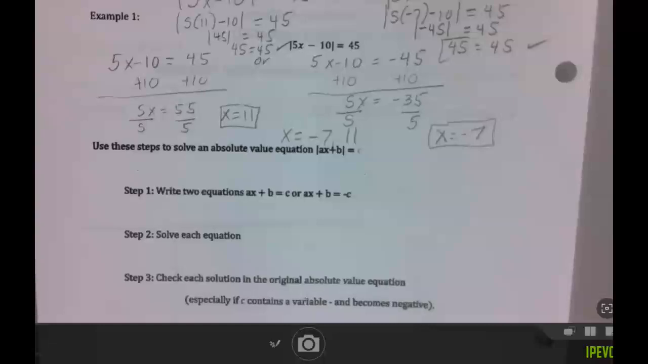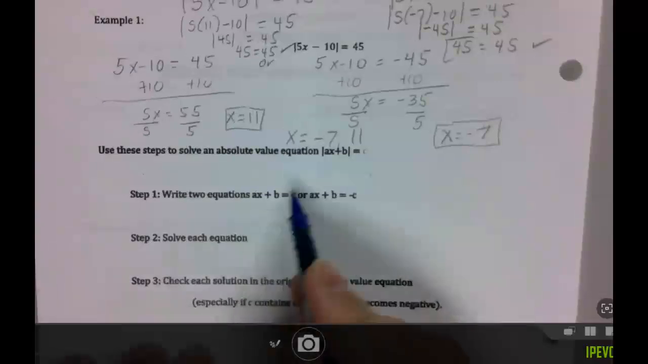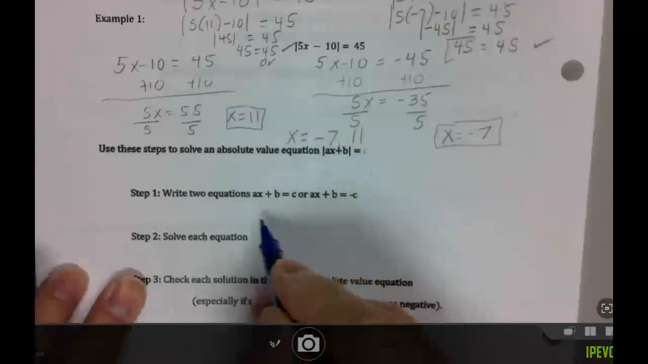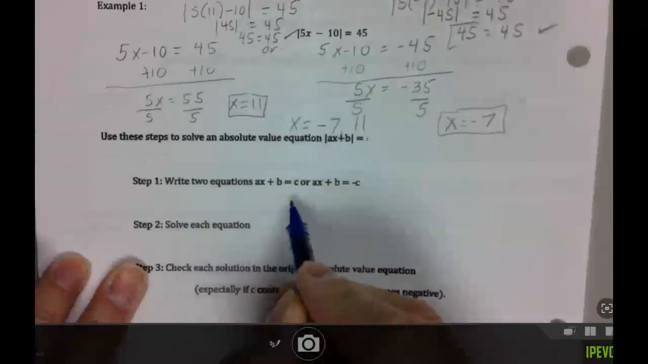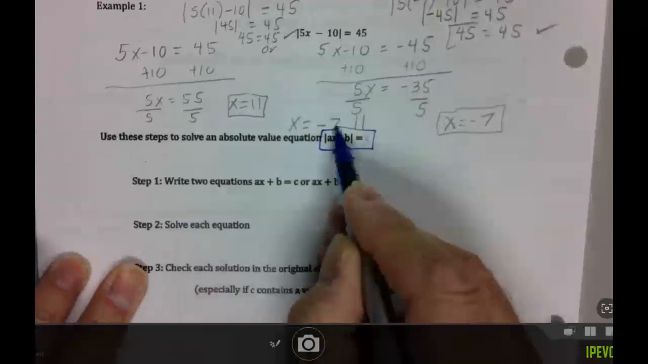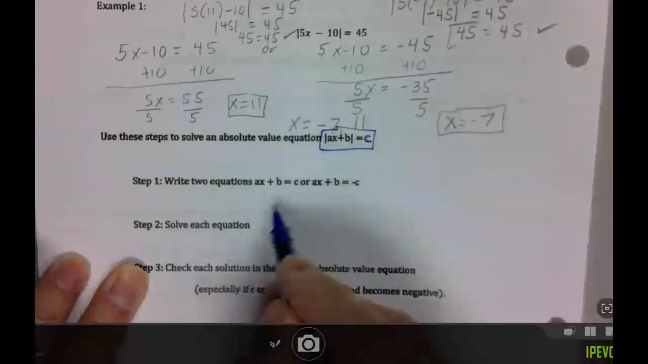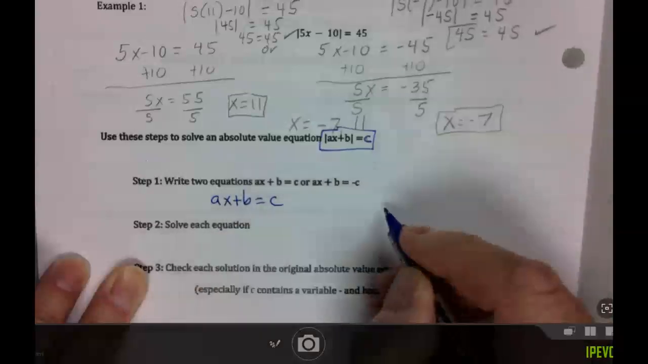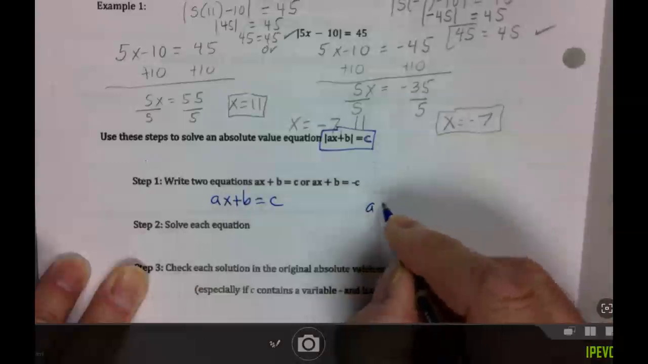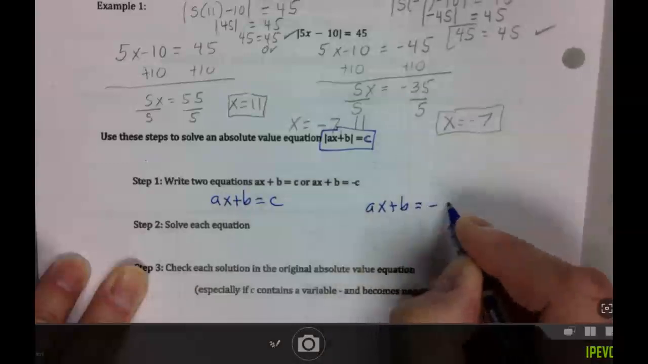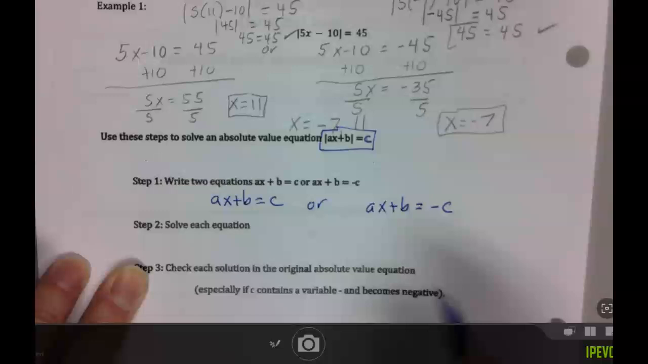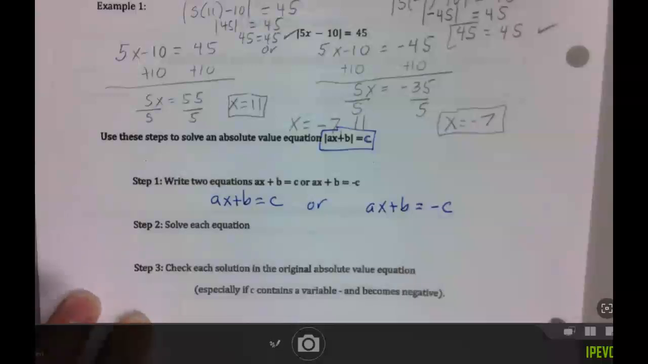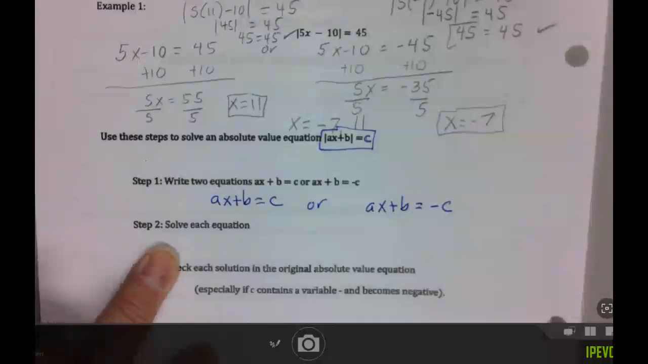So, when you're writing your equations, when you have your absolute value equation, it looks like this. I just showed you first, you're going to write your two equations, correct? Here's your absolute value equation. Notice the first equation is ax plus b equals positive c, and the second equation is ax plus b equals negative c. That's what you do first, correct? You write your two equations. Then you solve each equation separately.